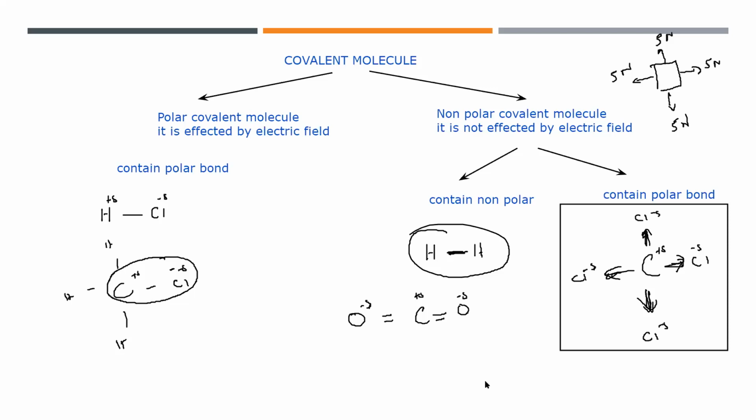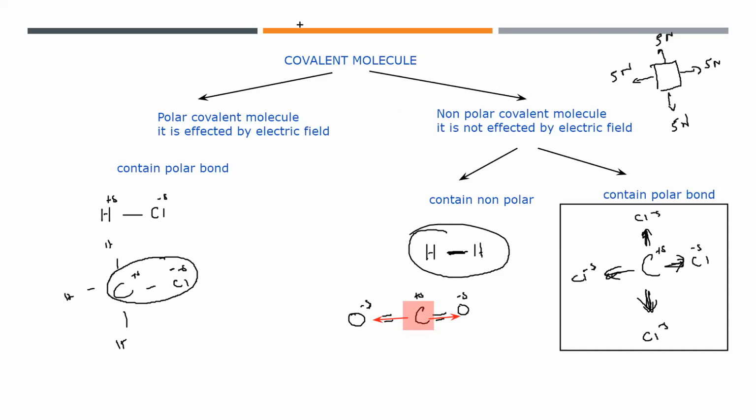Two oxygen atoms are surrounding the carbon. So it will be non-polar. Why will it be non-polar? Because one oxygen is attracting the electron pair towards the right, and another oxygen is attracting towards the left. So what is the resultant charge? Resultant, there will be no distribution of electron.